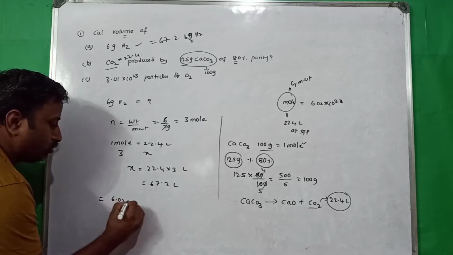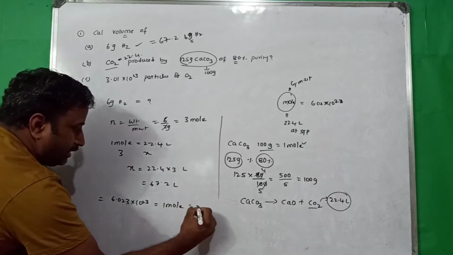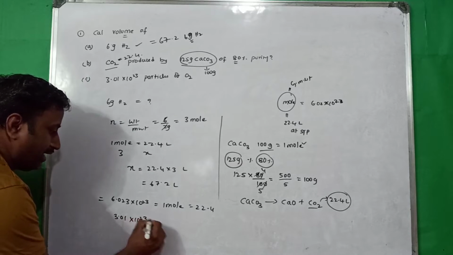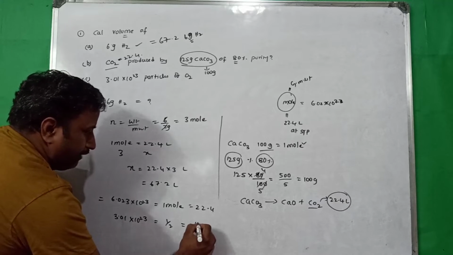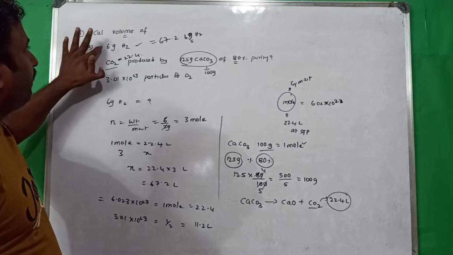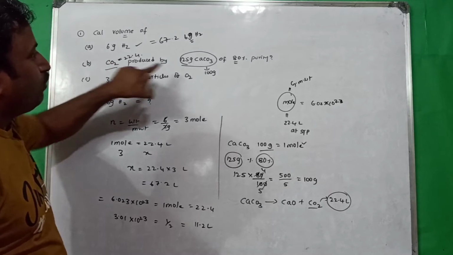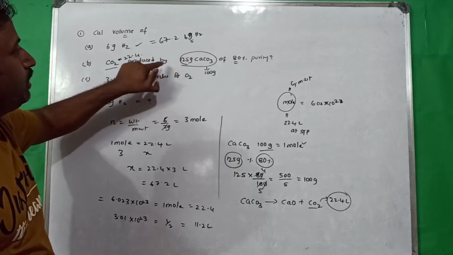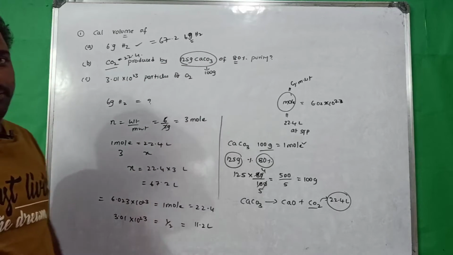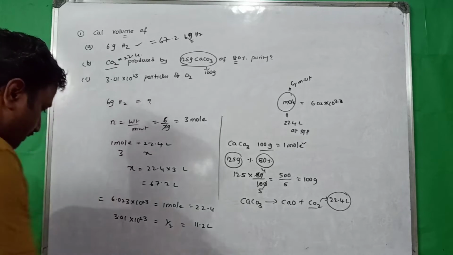So 6.023 into 10 power 23 is nothing but 1 mole, which is nothing but 22.4 liters. Then 3.01 into 10 power 23 is half a mole, which is nothing but 11.2 liters. Hope it is clear. Here we have converted weight into volume, and here also weight into volume, but with a small conversion at the percentage of purity calculation, and here particles are converted into volume. Now let us continue with a few more interesting questions like this.